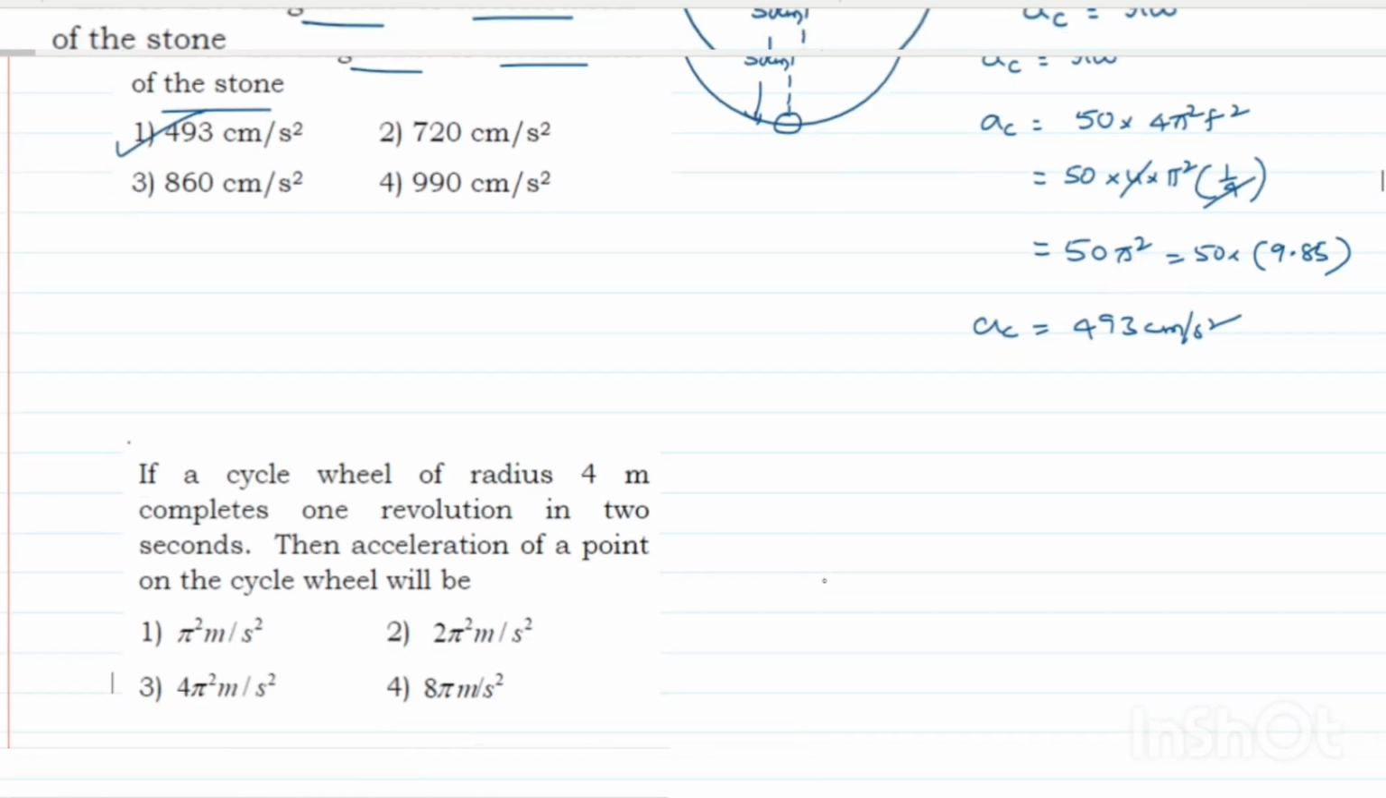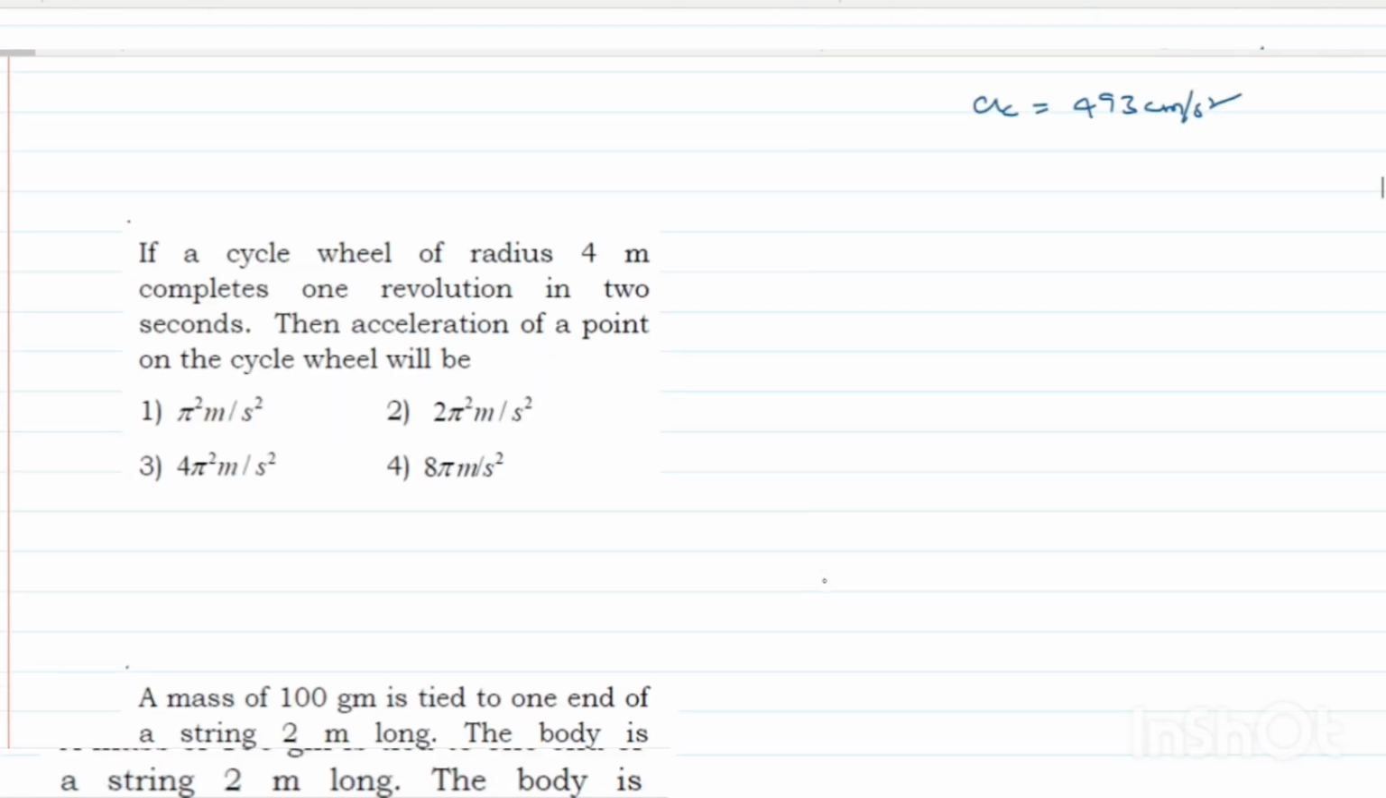Let us see the next question. The next question says, if a cycle wheel of radius 4 meter completes 1 revolution in 2 seconds, then what will be the acceleration of the point on the cycle wheel? Acceleration is nothing but the centripetal acceleration for a wheel, r omega square in terms of angular velocity, which is r into 2 pi f whole square, that is 4 pi square into f square.